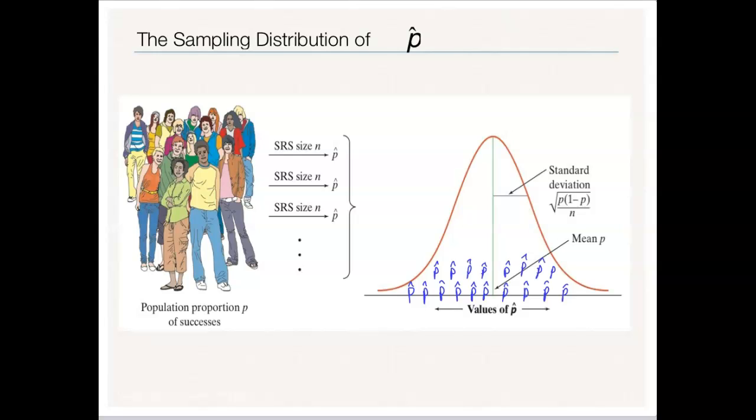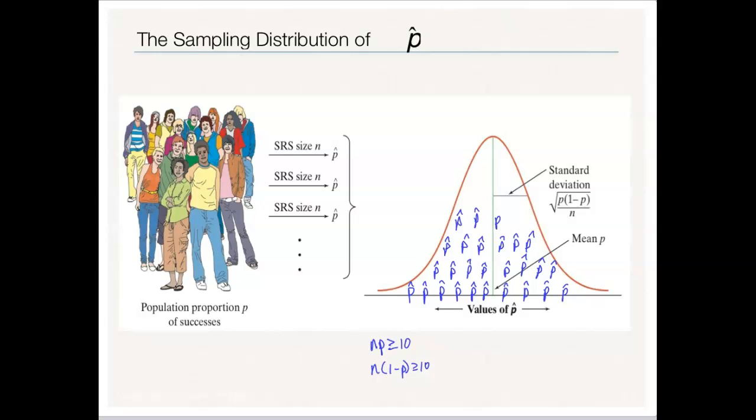Number one, it will be approximately normal if what's called the large counts condition is satisfied. Remember what the large counts condition is? That's that n times p is greater than or equal to 10, and n times 1 minus p is greater than or equal to 10.